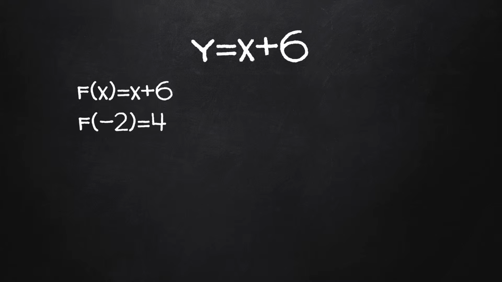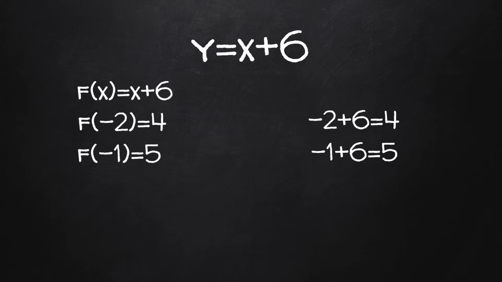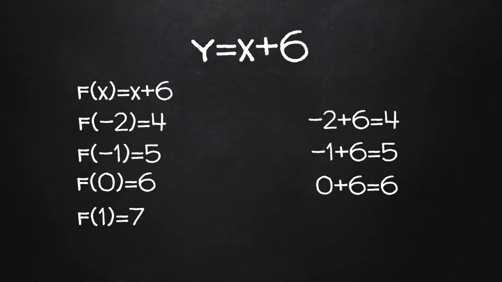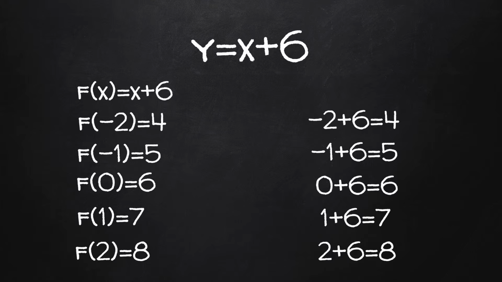It follows that f of negative 2 equals 4 because negative 2 plus 6 is 4. F of negative 1 is 5 because negative 1 plus 6 is 5. F of 0 is 6 because 0 plus 6 is 6. F of 1 is 7 because 1 plus 6 equals 7. And f of 2 is 8 because 2 plus 6 equals 8.